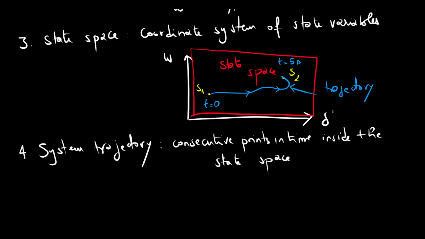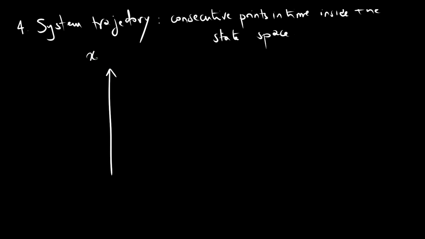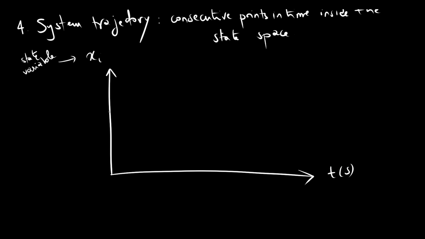Alright, now that we have those definitions, what does it mean for a system to be stable? Let's pick a random state variable and observe how it behaves over time. Suppose we start from some initial condition. The resultant system trajectory shows how the system evolves.